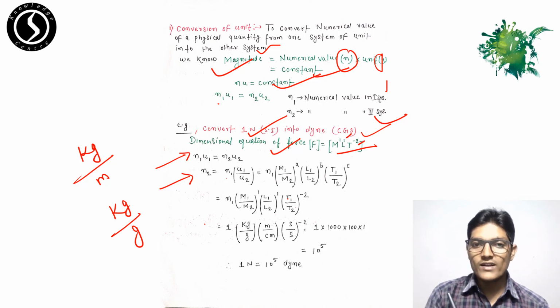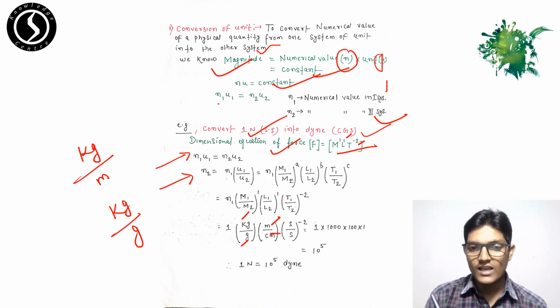Now what is M? Mass, right? In the SI unit, our mass is in kilogram, but in CGS it is in gram. Then in SI length is in meter and in CGS it is in centimeter. And time is in second in SI and also in CGS. So we can write 1 kilogram upon gram, meter upon centimeter, and second upon second to the power minus 2. Now if we cancel this, what do we get? This is 1. Why is it 1? Because n1 is equal to 1.